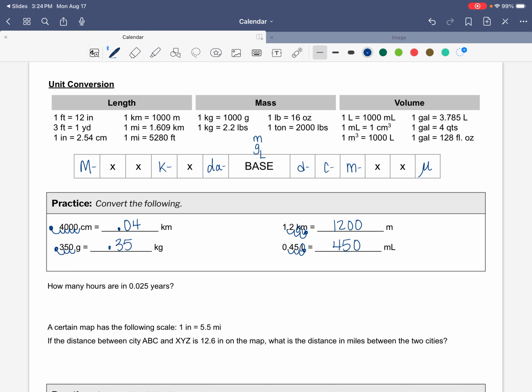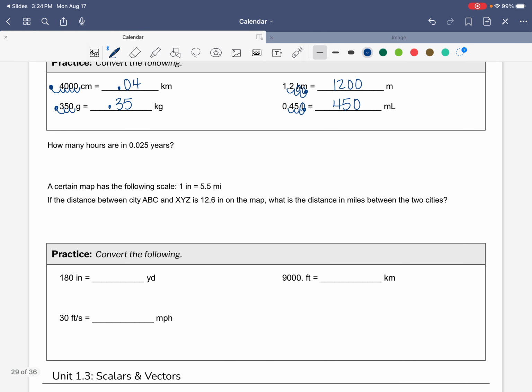Okay, converting. When we're converting, we're going to be using ladder systems in order to convert. So for this practice problem, how many hours are in 0.025 years? So we're going to start with the number that they've given us, 0.025 years, and put it over 1. Whatever we start with, so years, is going to drop down in order to be canceled, okay?